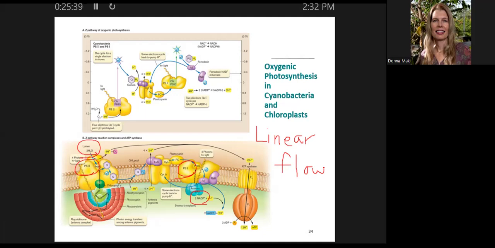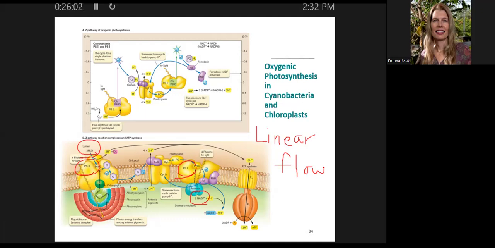So again, you don't have to know all the players, but I do want you to know that there's two photosystems involved. You have an electron transport chain system where the electrons are flowing. Water is the ultimate donor. NADP plus is your ultimate acceptor. And then you've got that proton gradient getting established through this whole flow.